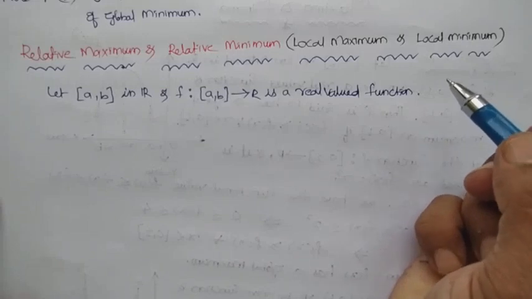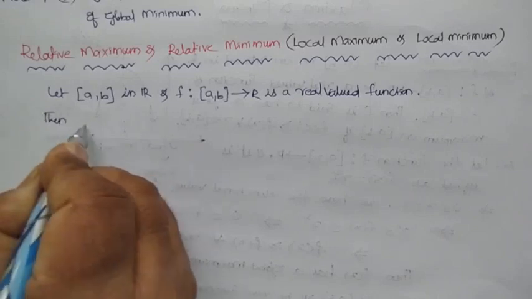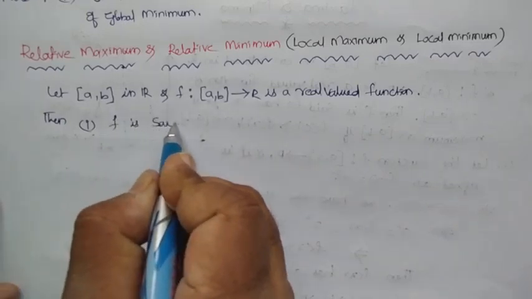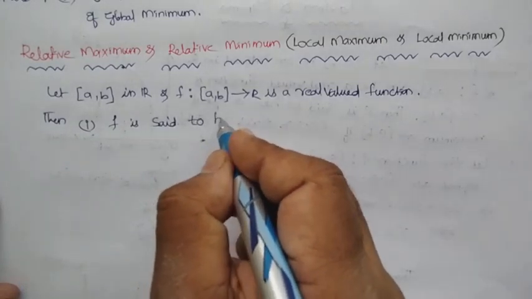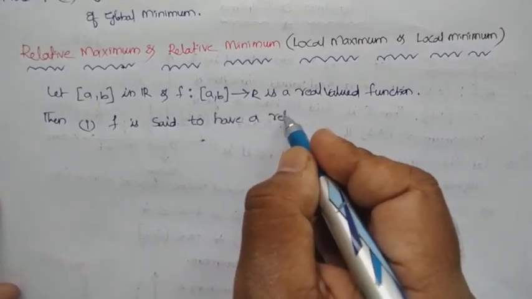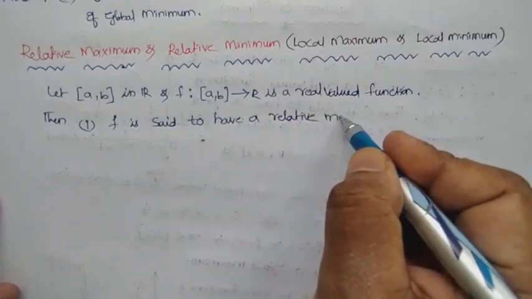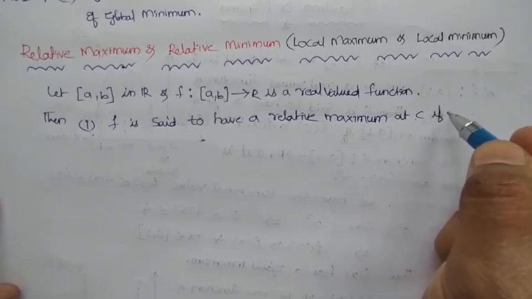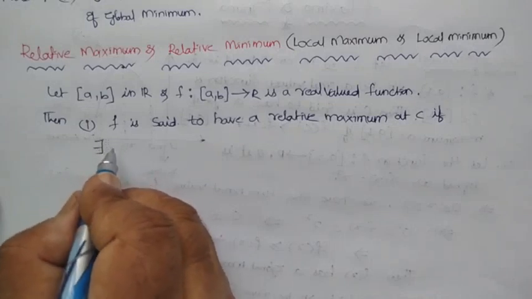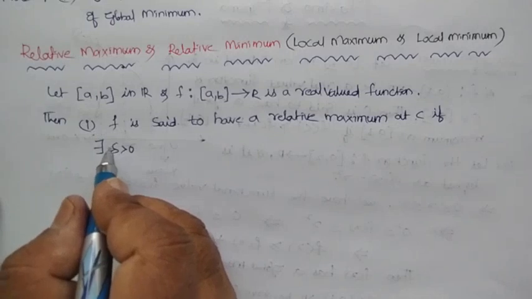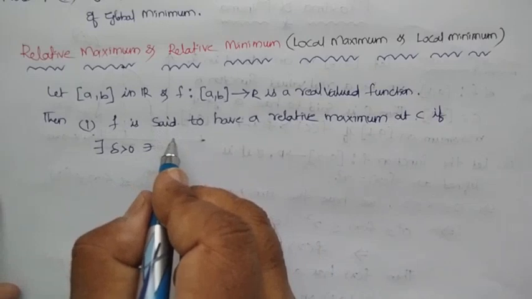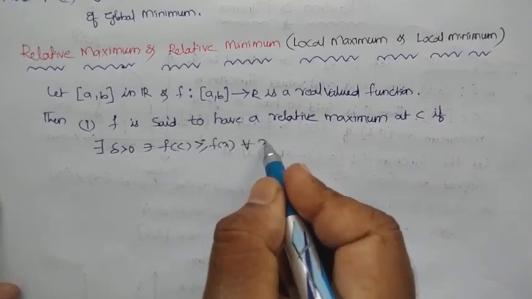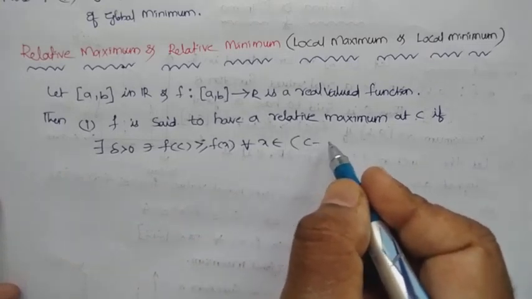Then the first case: f is said to have a relative maximum at c if there exists delta greater than 0, a small positive number, such that f of c is greater than or equal to f of x for all x belonging to the open interval c minus delta comma c plus delta.